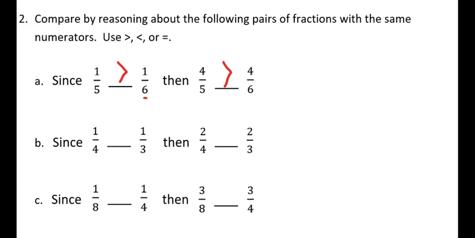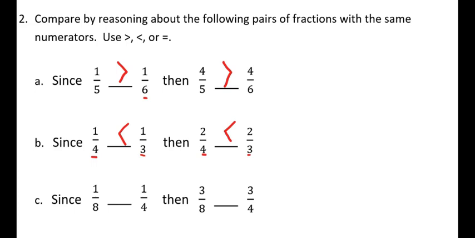In question B, I'm comparing 1/4 to 1/3. The bigger the denominator, the smaller the piece. That means since 4 is bigger than 3, 1/4 is going to be smaller than 1/3. If I have 2/4 then, and I'm comparing it to 2/3, 2/4 would still be smaller because I have the same number of pieces, but my 4ths are smaller than my 3rds.